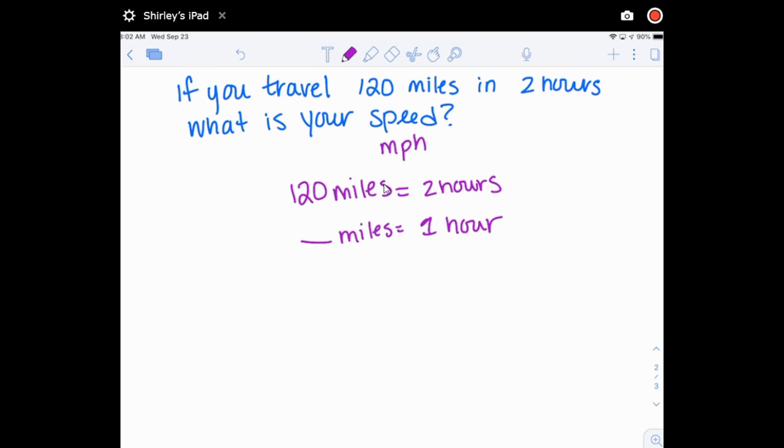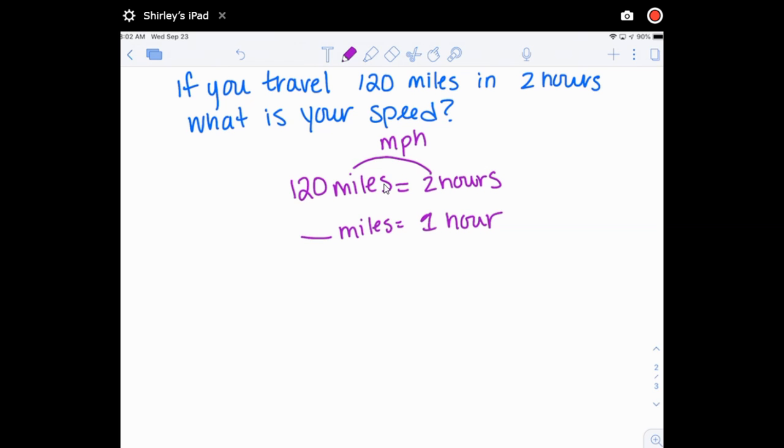So what takes me from hours to miles? Draw our arrow in. You can always go like that. And remember that our method is to take miles divided by hours. So 120 divided by 2 gives me a scale factor of 60. So that's my scale factor.